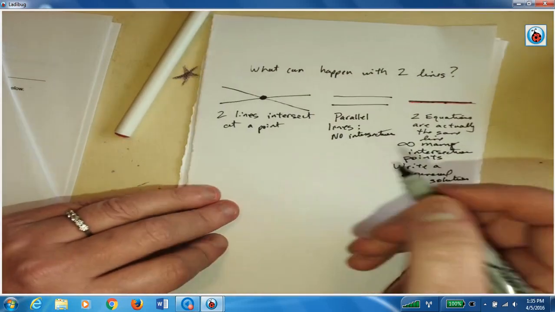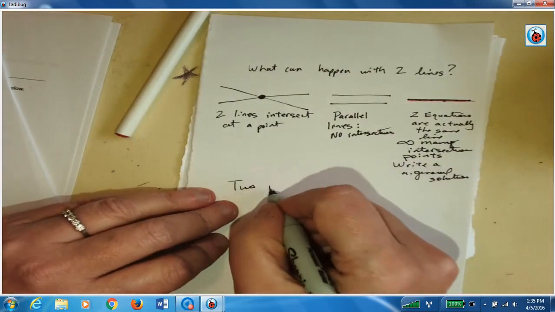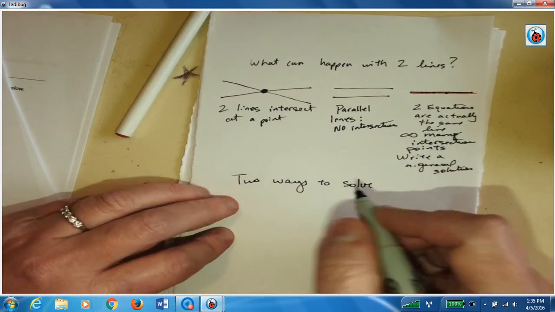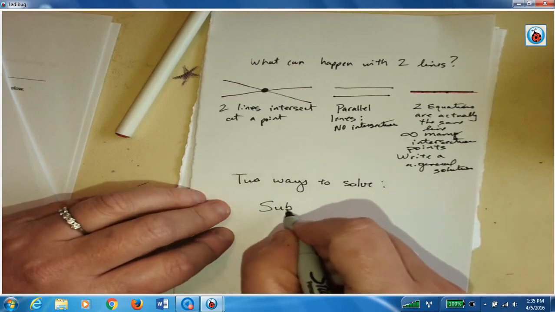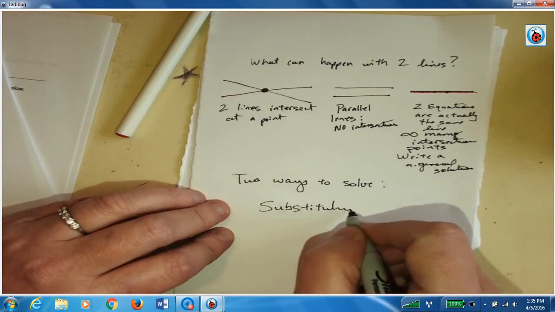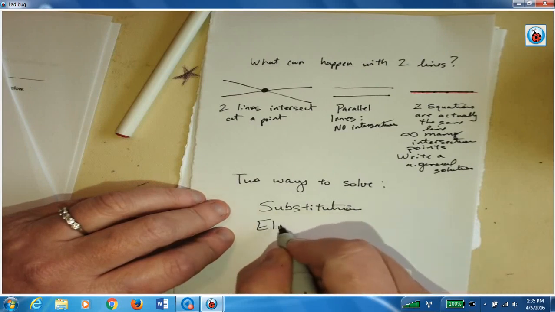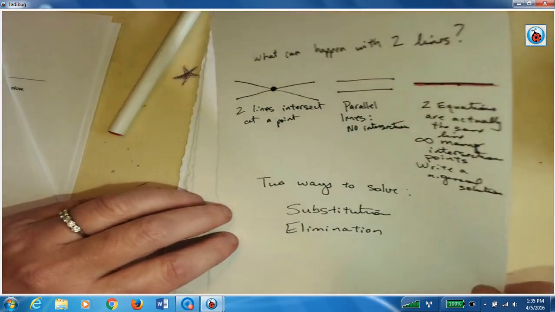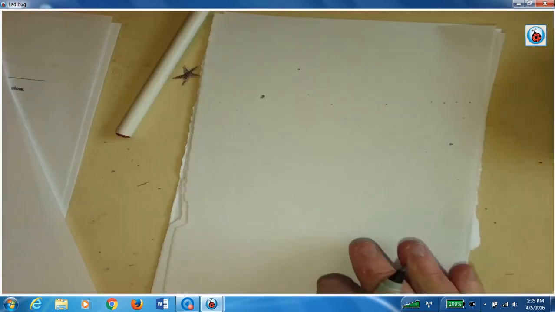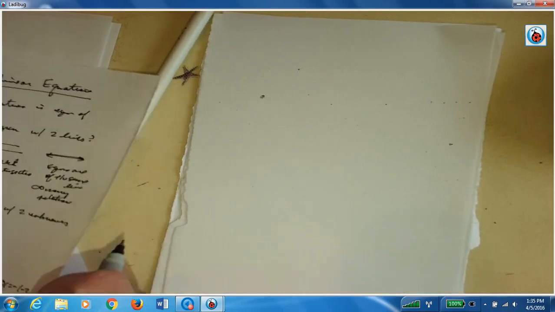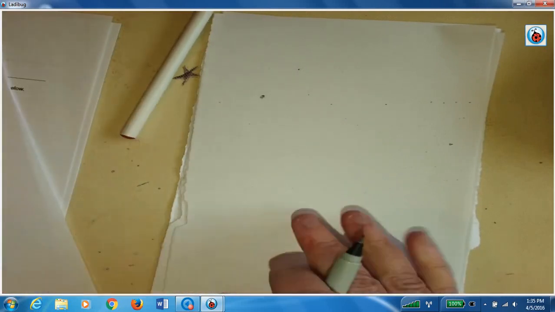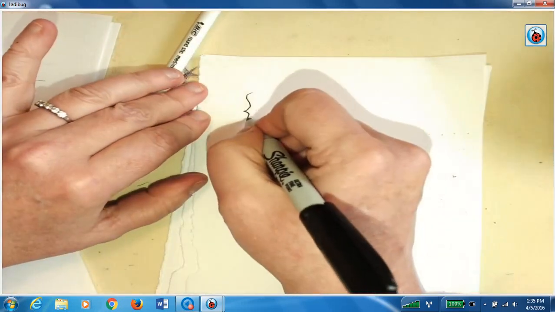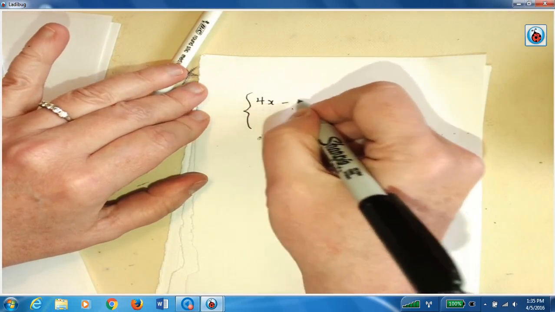Now, there's two ways to solve these types of equations. One is using a method called substitution, and the other is using a method called elimination. So let's look at examples of each of these. Suppose I've got this system. A lot of textbooks will use brackets to show the system, not every textbook.